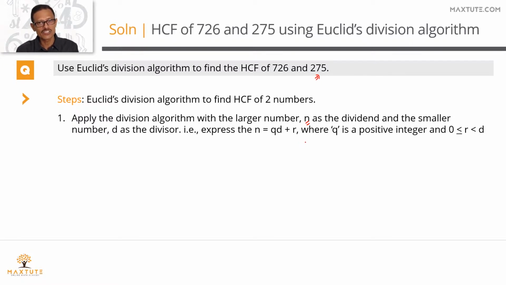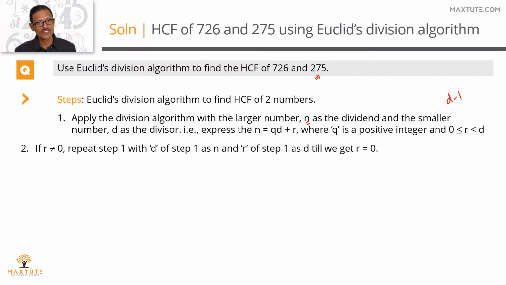R is the remainder of this division, and the remainder could take values which range from 0. It could very well be 0, and it can go all the way up to d minus 1. The remainder can never be equal to the divisor, can never be a value greater than the divisor. So in the first step, we'll write 726 is equal to some q times 275 plus a remainder if one exists.